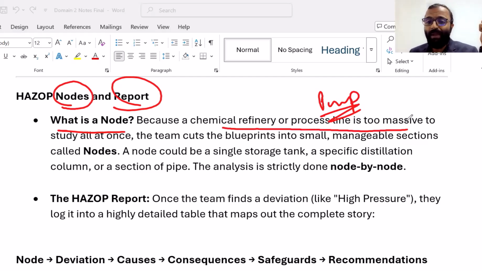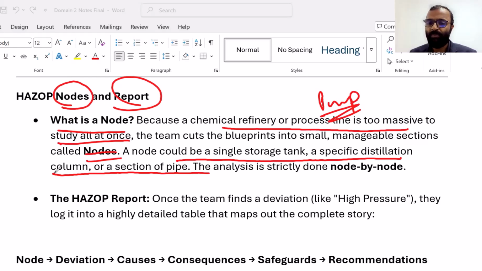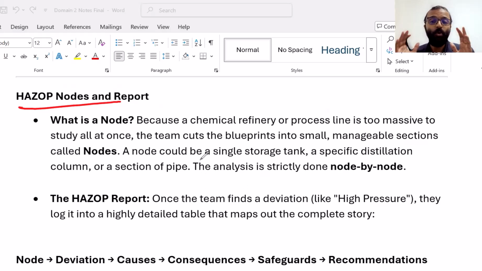Because the chemical refinery is too massive to study all at once, in our A4 paper we will be having a small section of that, and that small section is known as a node. A node could be a single storage tank, a specific distillation column, or a section of pipe. The analysis is strictly done node by node. So if in the question they are asking what a HAZOP node is, it is a small section. Okay. Then, once everything is finalized, you will be having a HAZOP report.